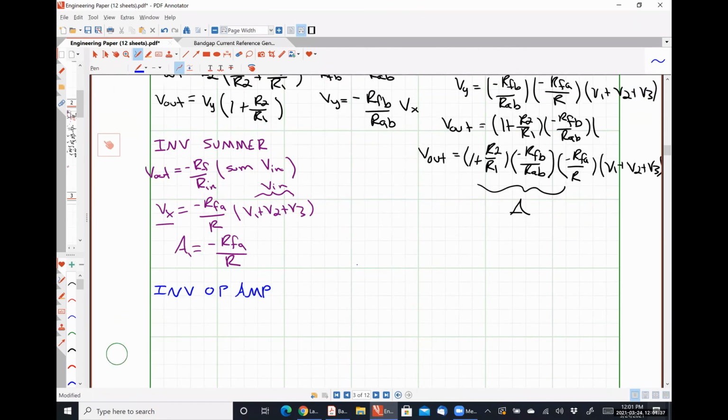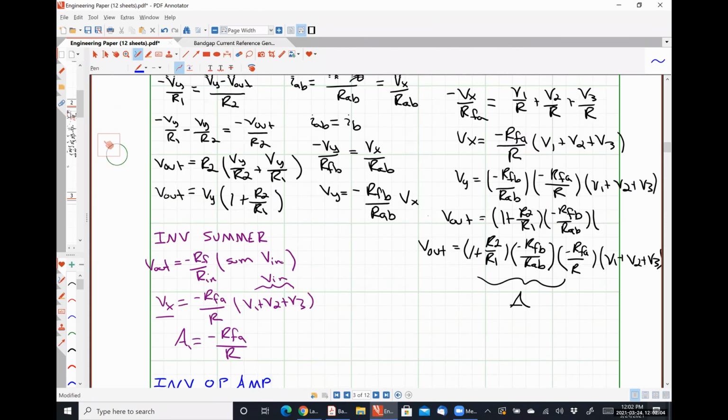Our gain equation is going to be very similar to the one right above it. We have A equals negative R feedback over R input. And so we can write V out equals negative R feedback over R in times V in. Okay? And so we'll call this gain 2. We'll come back to it.